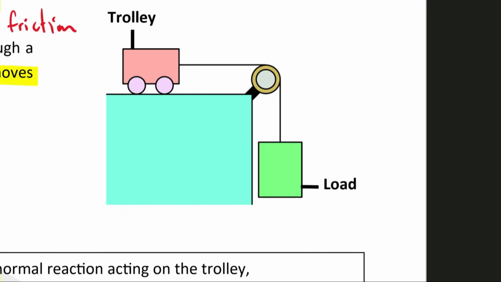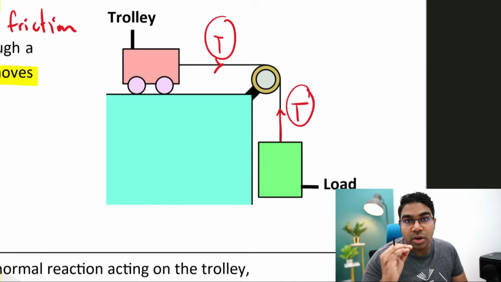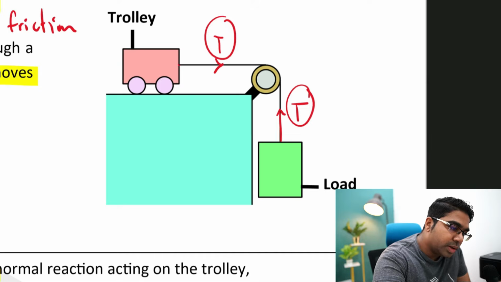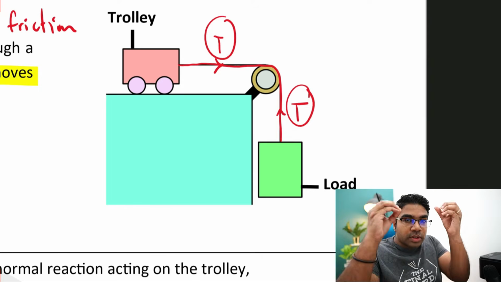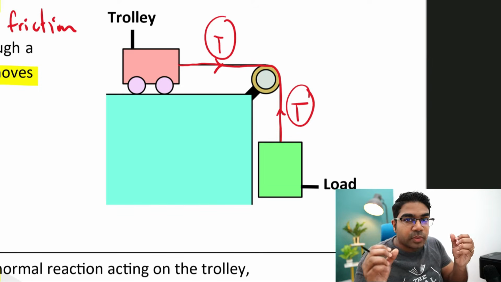The trolley is pulled by the string, and so the string is pulling the trolley this way. There's a tension in the string, and there's a tension pulling the load upwards as well. So this is tension as well. These two values of tension are the same because there is only one string. There is a single string. If there is one string, then there is only one tension force within the string when it's taut.